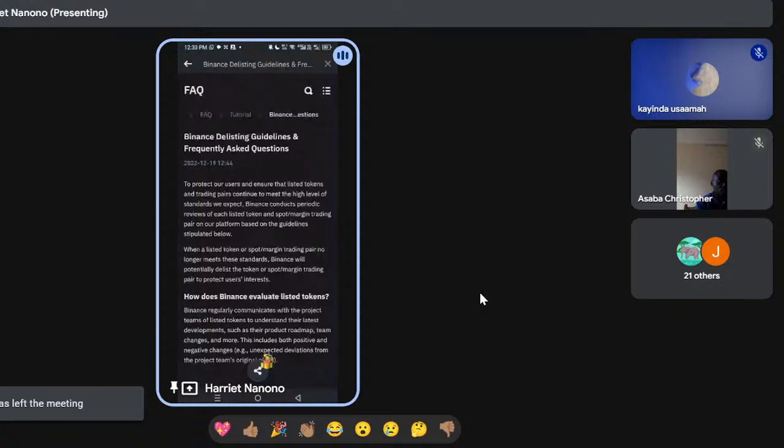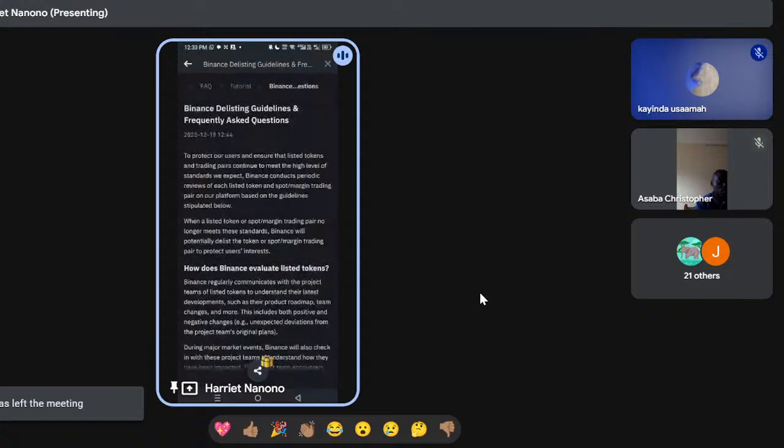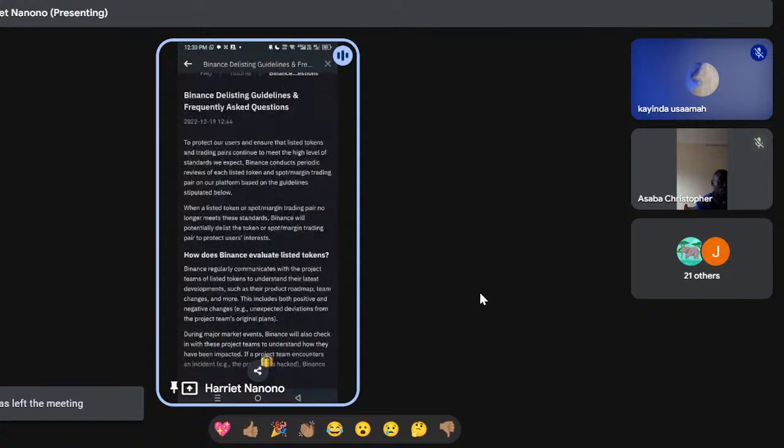Now this one is saying: to protect our users and ensure the listed tokens and trading pairs continue to meet the high level of standards we expect, Binance conducts periodic reviews of each listed coin and spot and margin trading pairs on our platform based on the guidelines stipulated below.